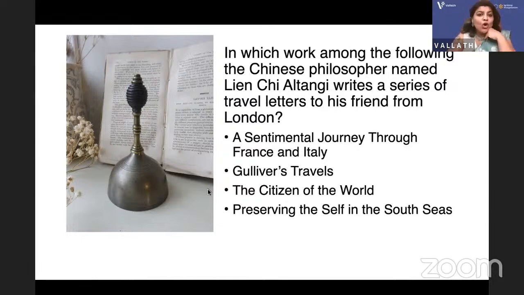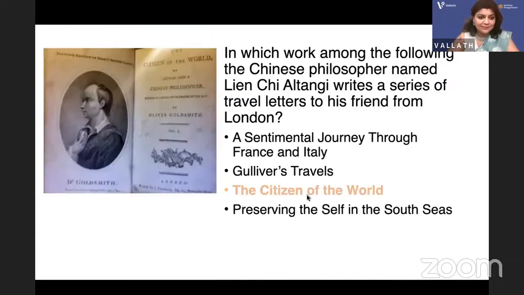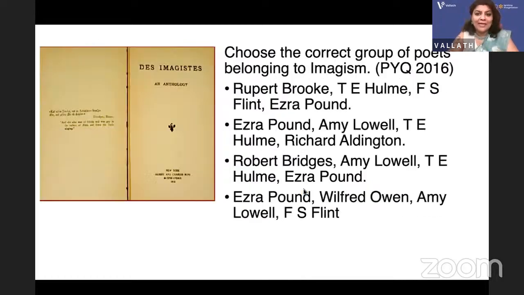Dear friends, Oliver Goldsmith wrote Chinese letters, a series of letters published in the Public Ledger and then collected and published in book form as The Citizen of the World. Write Chinese letters or Citizen of the World. Ankita, because of my voice problem, again you. Yeah. Okay. So it's a PYQ.